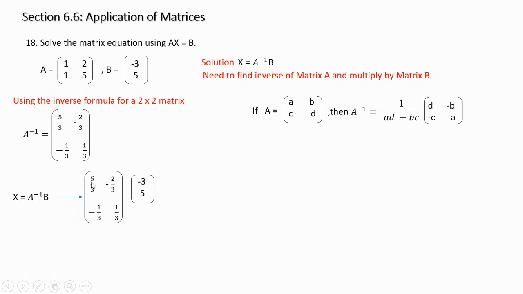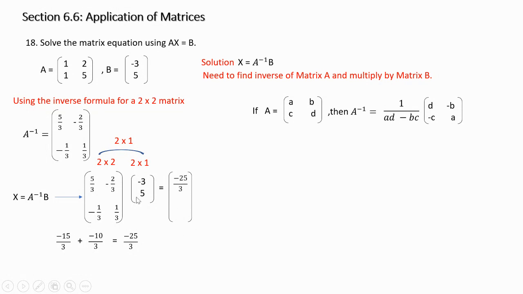So to multiply, I'm going to multiply this row times this column. So 5/3 times -3 will give us, this will be the answer of 2 by 1, but it's going to give us 5/3 times -2 will give us -15/3. And then -2/3 times 5 will give us -10/3. If we add them, it's going to give us -25/3. And that's the first row, first column.